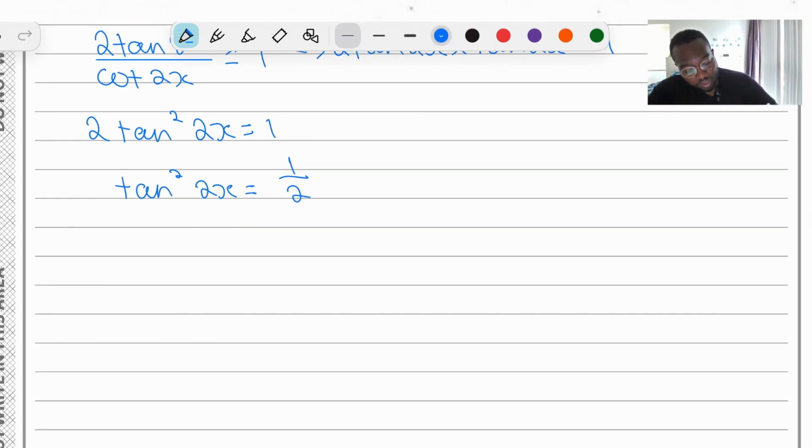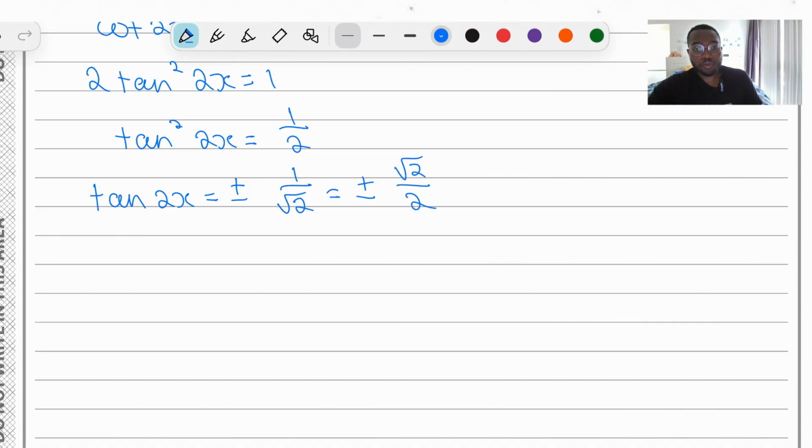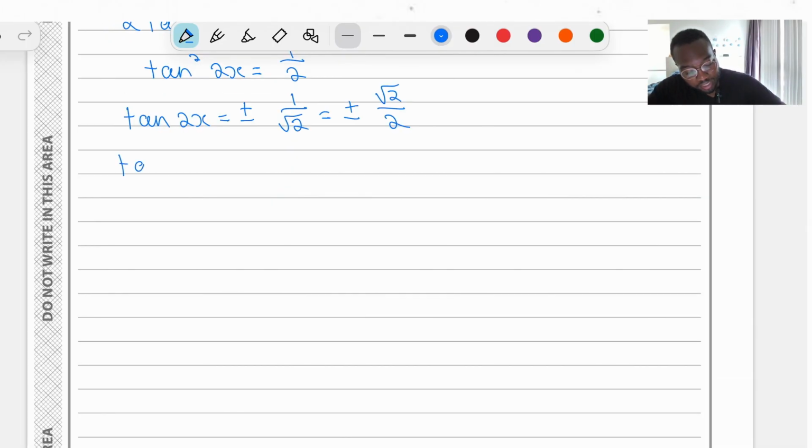Okay, and now we're at this stage where we get tan 2x is equal to plus or minus, because we're square rooting, plus or minus 1 over root 2. And if we rationalize that, that will be plus or minus root 2 over 2. Okay, so now we have tan 2x is equal to plus or minus root 2 over 2. Now we need to plot our points, figure out our values. So to do that, we will draw a CAST diagram here.